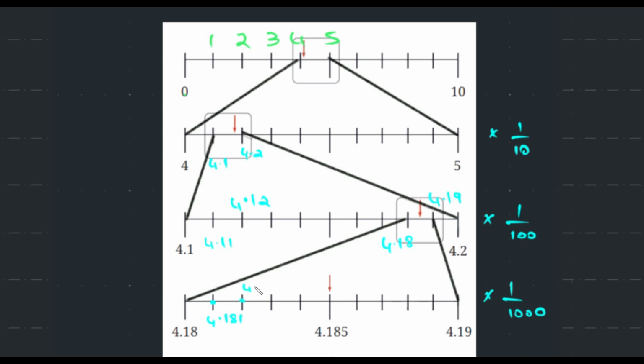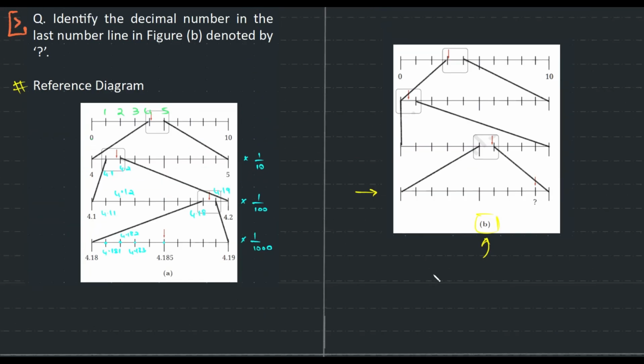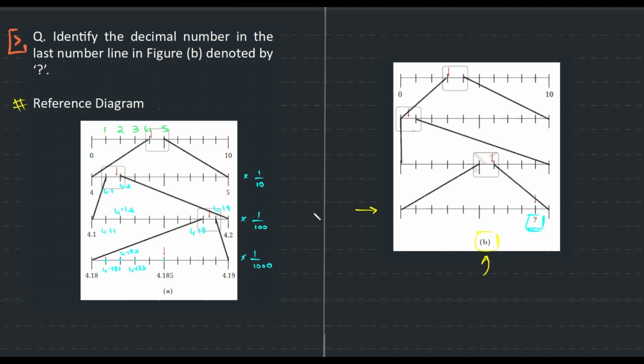Then we have 4.182. This is 4.183, right? And finally, we have 4.185. This is the basic idea. Let me go back to your original question. We need to figure out this position. Okay, use the same logic. Now you need to pause and figure it out.